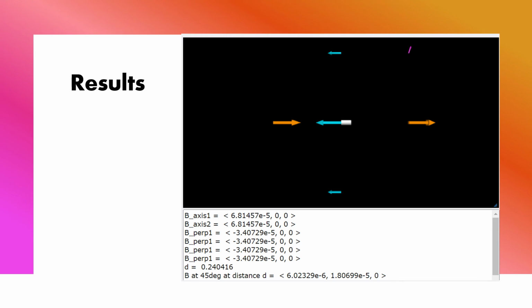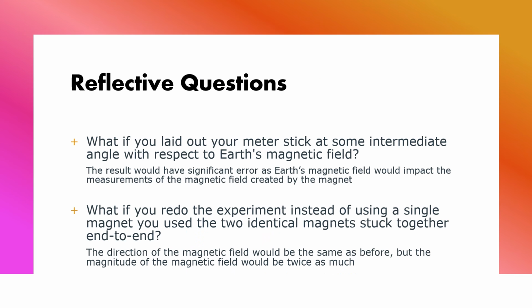The results are shown in the graph. So the 2 orange ones are representing the magnetic field on the axis, and the blue ones are representing the magnetic field off the axis, which are pointing in the opposite direction. The purple one is representing the magnetic field 45 degrees from the axis.